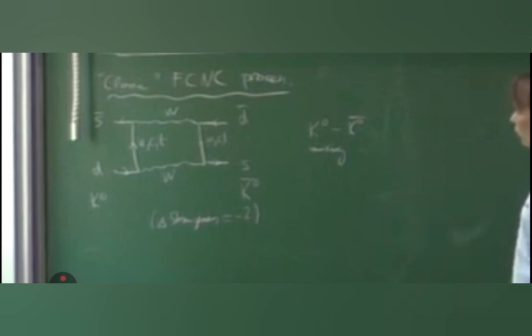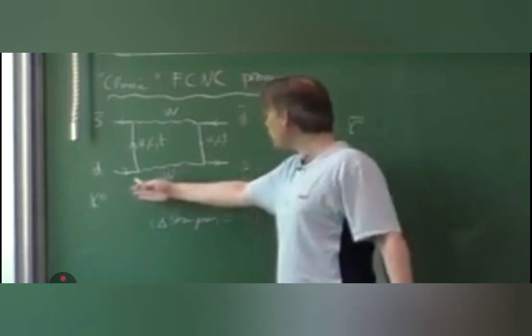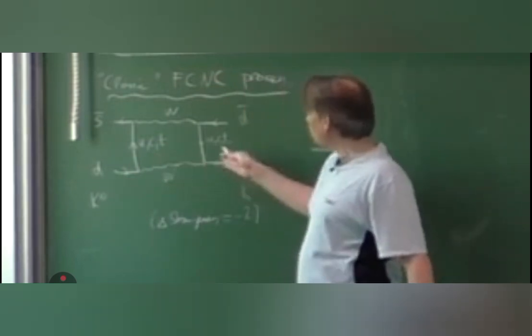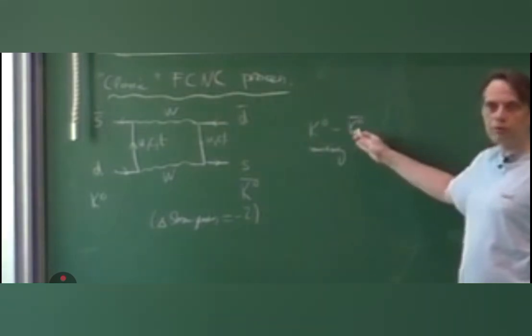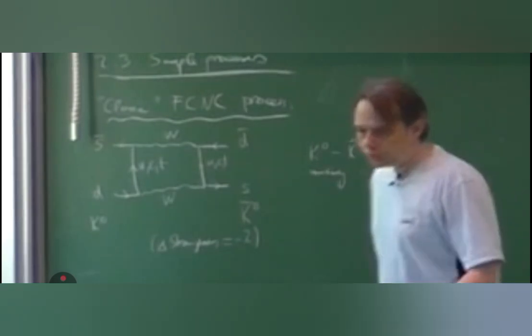And this process generates a K0-K0 bar mixing, which means that those two mesons are actually not mass eigenstates, but some linear combination between them is a mass eigenstate, and this effect can be observed. Or if you prepare a strangeness eigenstate like K0, then this mixing means that there is an oscillation like neutrino oscillations where the state oscillates between pure K0 and pure K0 bar with a certain oscillation frequency. So that is one such flavor violating effect.